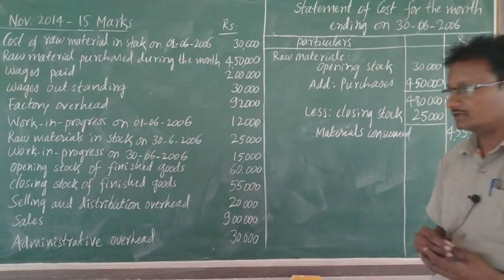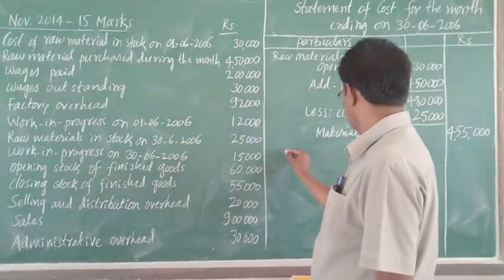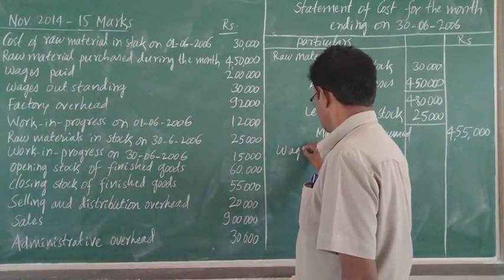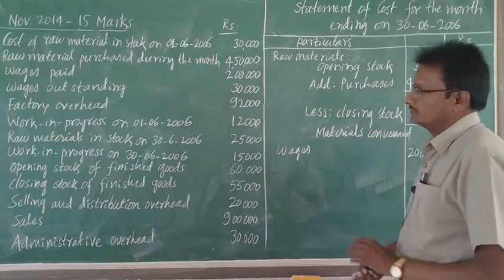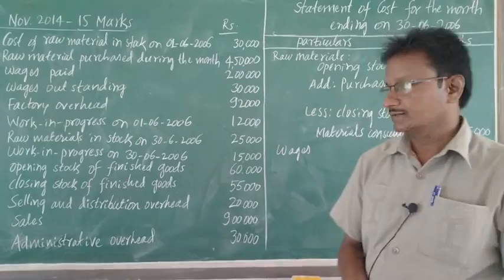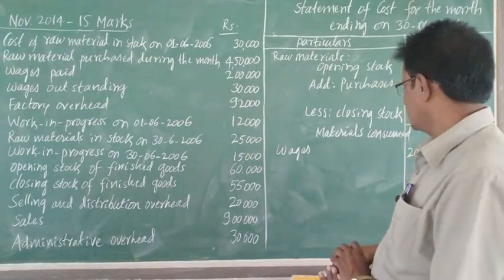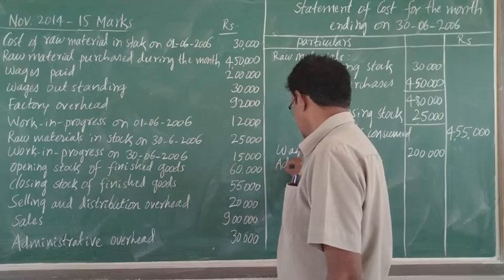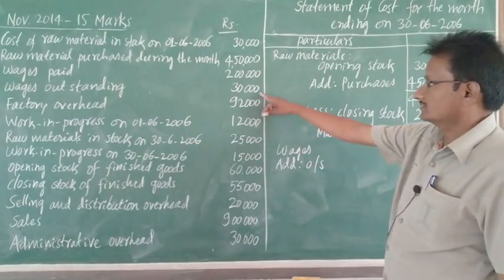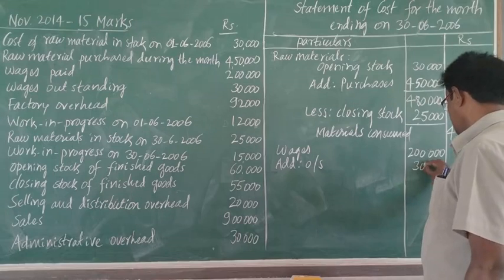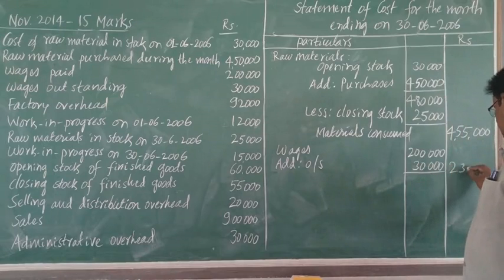Next, labor cost or direct wages. It is also called wages. Here wages paid is 2 lakh rupees. And also one more piece of information is given related to wages, that is wages outstanding 30,000. So we have to add outstanding wages, that is 30,000 rupees, and the total labor cost or the total wages is 2,30,000.